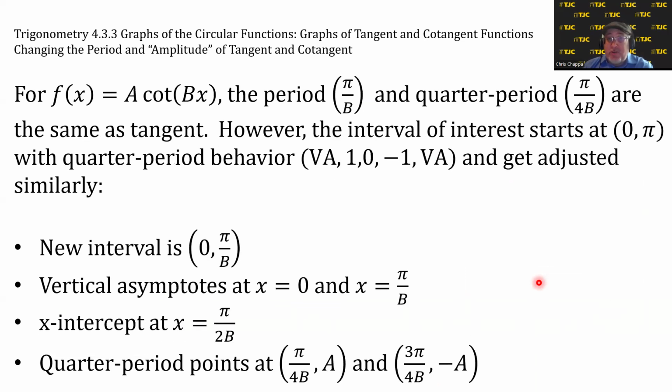And by the way, we can do it for cotangent as well. Main difference on cotangent is the quarter period behavior is decreasing. So 1, 0, negative 1 in the middle. And the interval of interest is 0 comma pi. Because remember, when you go from tangent to cotangent, the asymptotes and x-intercepts trade places. So I invite you to pause and read this if you would like.